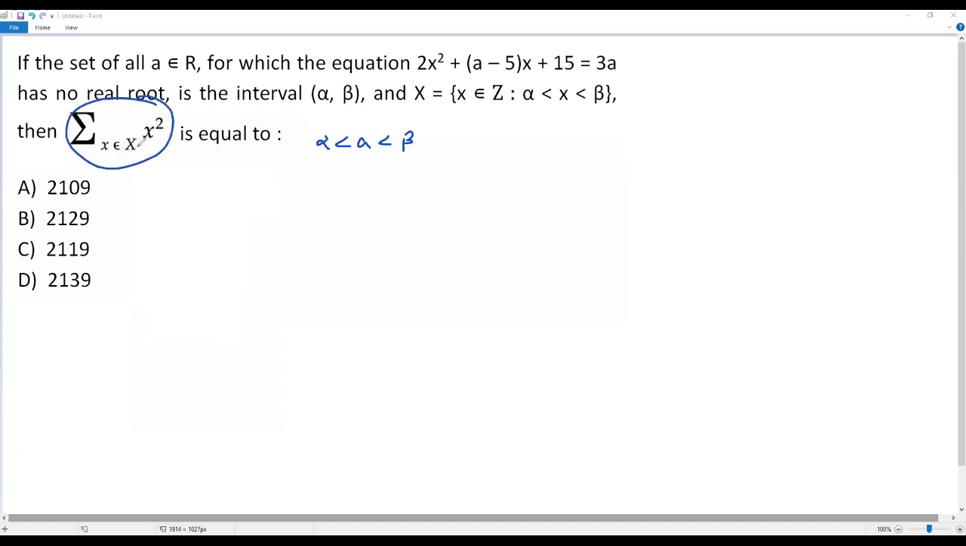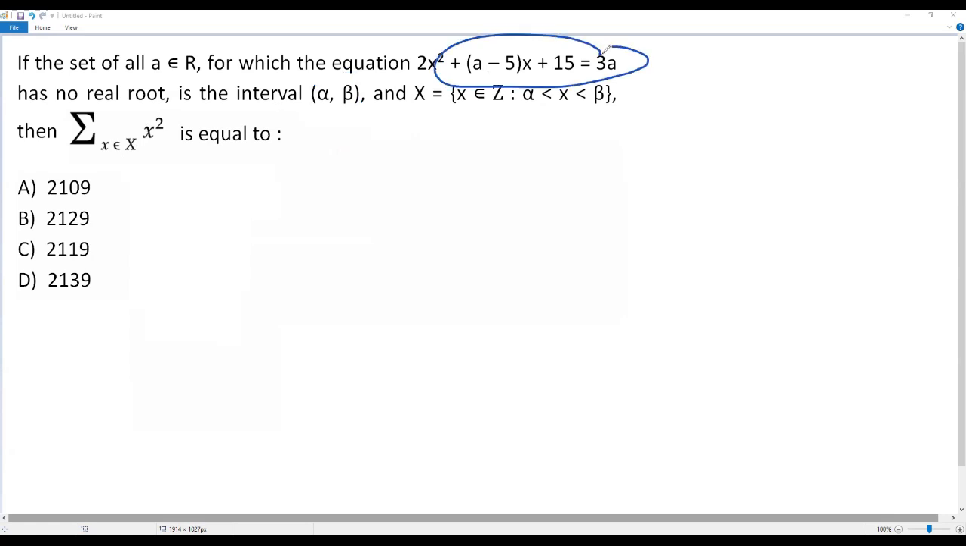Okay, for that, my first work is to find the values of α and β, so that I'll be able to define the elements of set X clearly. Now let's try to get the values of α and β using the first information. That is, when a is a real number and this quadratic equation has no real root, the real number a is in this interval (α, β).